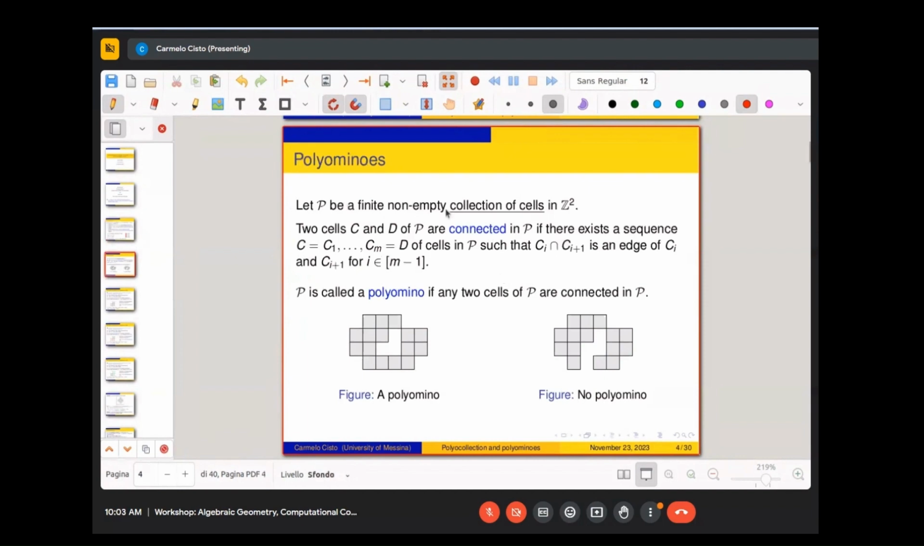I provide also the definition of polyomino. Considering a collection of cells, we say that two cells are connected if there exists a sequence of cells such that any two consecutive cells share an edge. If in a collection of cells, all couples of cells are connected, we say that the collection is a polyomino. In the figure on the left, you can see an example of polyomino. For instance, if I take this cell and this cell, these can be connected using, for instance, this path of cells.